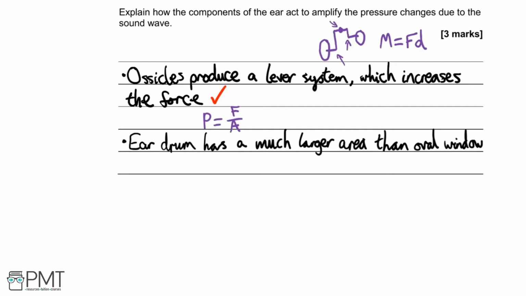That's another mark. And then the last mark is going to be to mention this pressure equals force divided by area equation. If you imagine the area changing, getting smaller, then what that's going to mean for a constant force is this fraction overall is going to get bigger because it's got a smaller denominator. So actually the pressure will be much higher. And that's your third mark. So decrease in area with a constant force, increase in pressure.